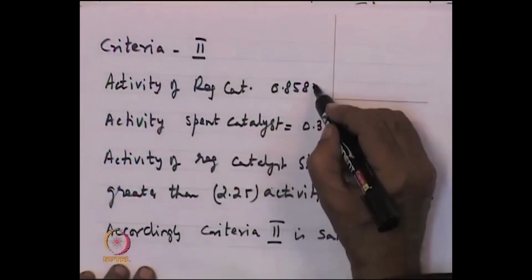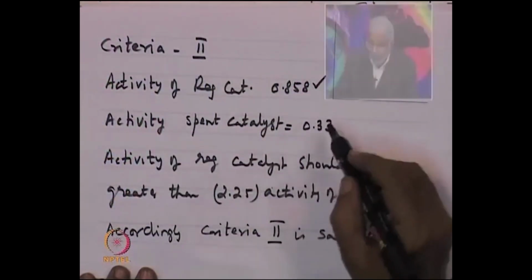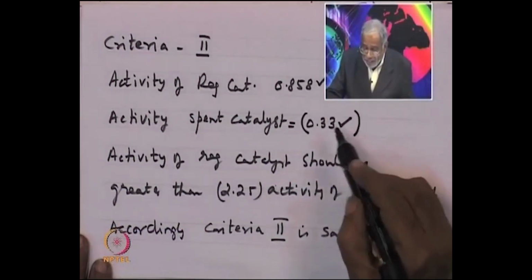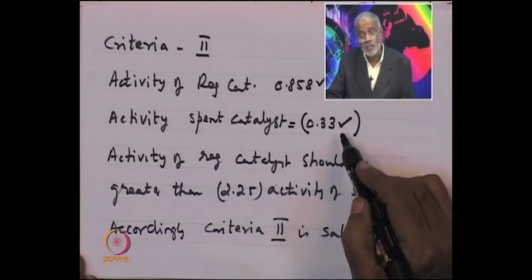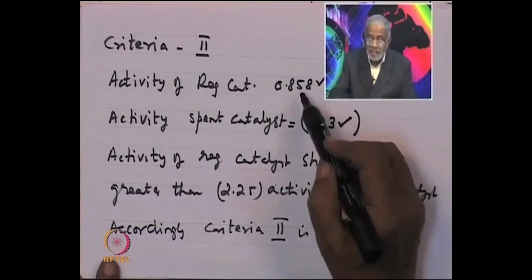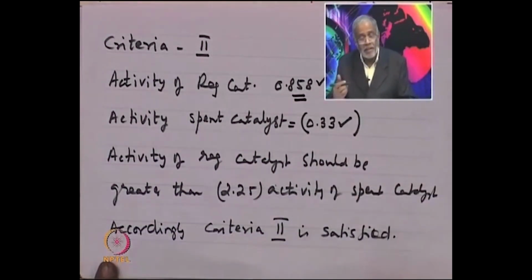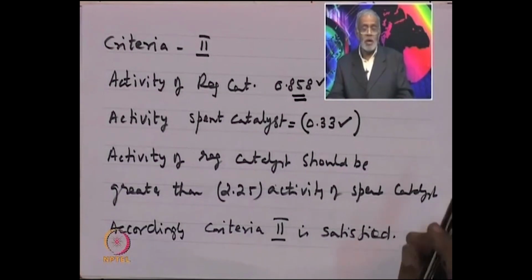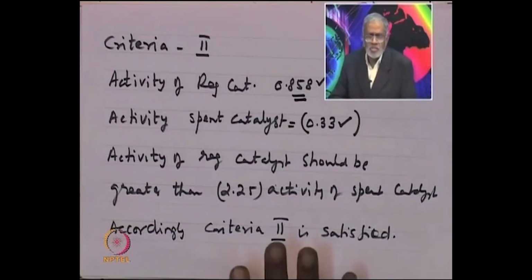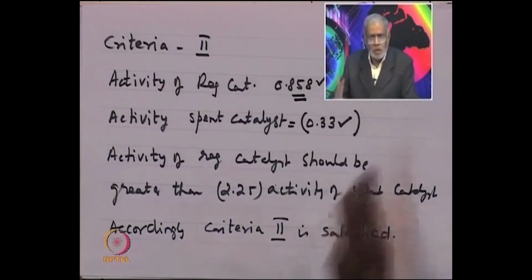Now, let us see about criteria 2. What is criteria 2? Criteria 2 says the activity of regenerated catalyst is 0.858 and activity of spent catalyst is 0.33, and if it is 2.25 times the activity of spent catalyst, it is okay. If you multiply 0.33 by 2.25, you find that it is less than 0.858. Therefore, criteria 2 is satisfied. Or in other words, out of the two criteria, criteria 2 is satisfied. Therefore, we can accept the regeneration process.